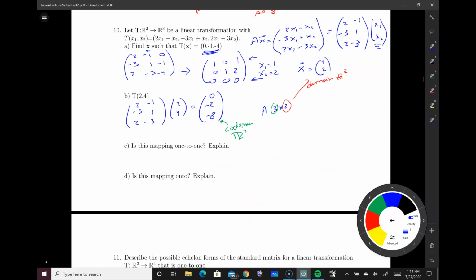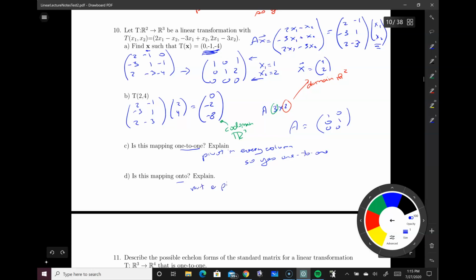Okay, so let's look at whether it's a one-to-one mapping or an onto mapping. So if I take my matrix A and put it in reduced row echelon, I get 1, 0, 0, 1, 0, 0. Okay, so I'm looking to find out if it's one-to-one. There is a pivot in every column. So yes, one-to-one. Is it onto? Not a pivot in every row, so not onto.